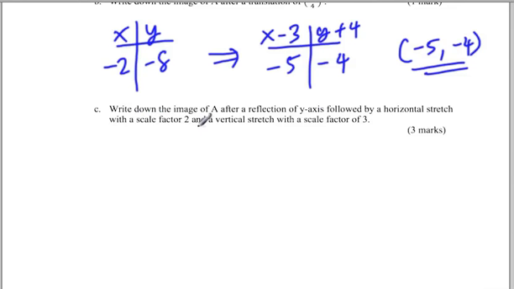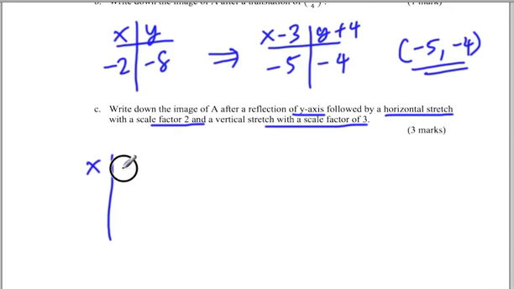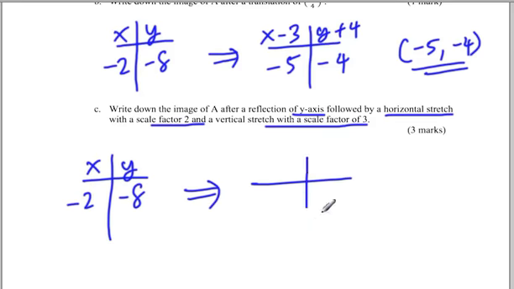Now write down the image of A after reflection in the y-axis, followed by a horizontal stretch with a scale factor 2, and a vertical stretch of 3. Okay, so let's do this. So once again, it's really straightforward. It's simply the xy plot. Now, a lot of people know a reflection in the y-axis means that the x's are being affected. So there's definitely going to be a negative here.